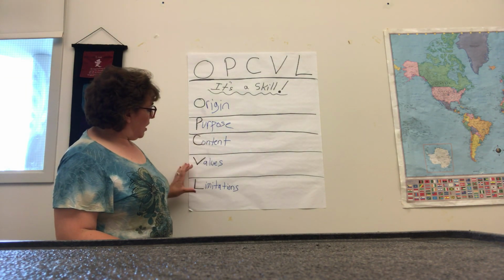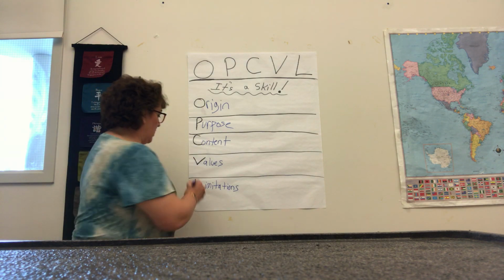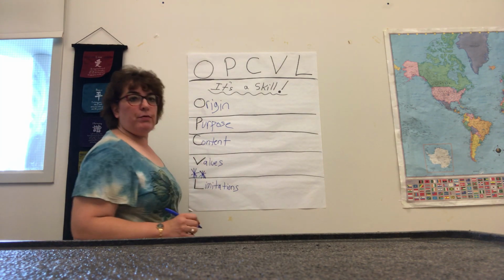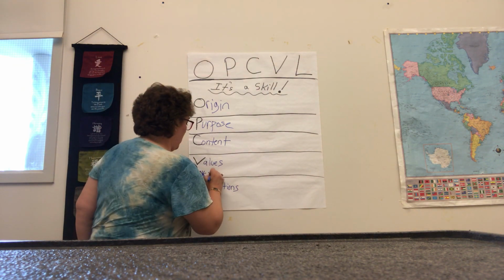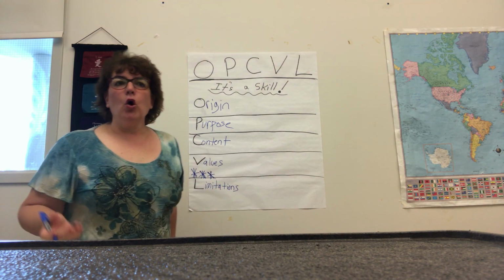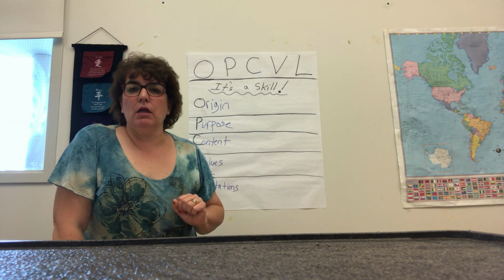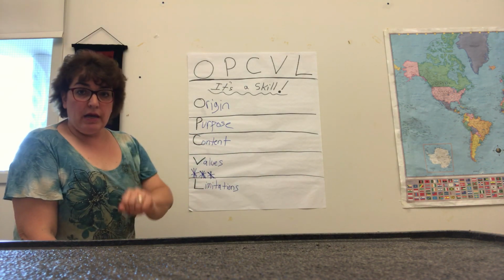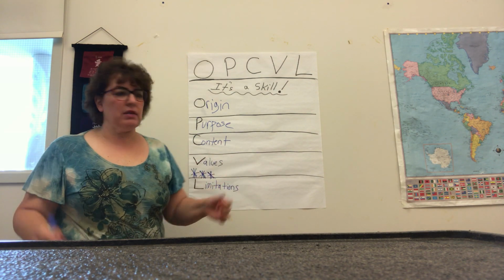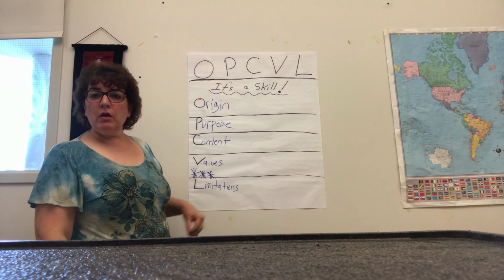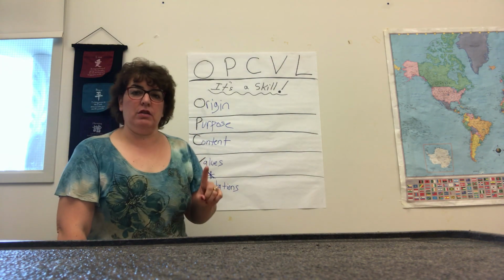I'm going to hang on to this. When I get down here, this is really critical. Guys, I'm doing a double star. I should probably do a triple. Let's do it. Triple star, triple asterisk. Important stuff, because this is where we get to the meat of the OPCVL. This is where you, as the student or as the historian, say, what are the values of using this source and what are the limitations of using this source?